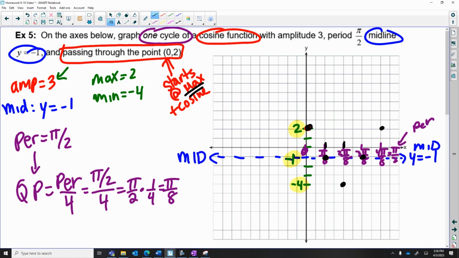So make sure it's looking good. Make sure that the amplitude is the same, 3 units up and 3 units down. Make sure it's a nice smooth curve. It says to graph 1 full cycle, so technically I'm done. I would want to make sure everything is labeled, my quarter points are labeled, and I'm good to go.